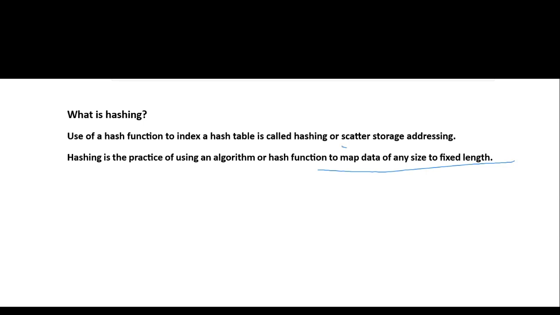We can also call hashing scatter storage addressing. Scatter means we distribute the keys uniformly across all the indexes of the hash table or array. That's what is called scatter storage addressing. How we store the values onto the array or hash table is the essence here. So hashing is the practice of using a hash function to map data of any size to fixed length. In my upcoming video, I'll discuss collision and various collision resolution techniques.